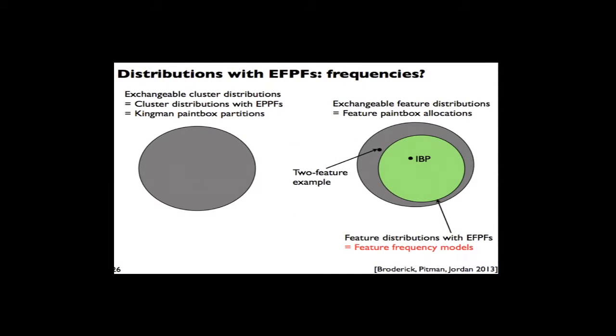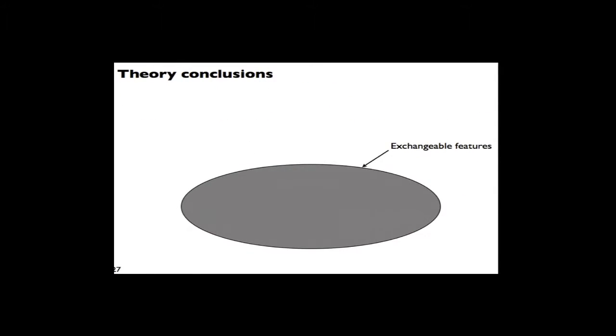And so these are the same. So what is the take-home message of this part of the talk? Well, if I have an exchangeable feature allocation, the whole point going in was to characterize the class of all distributions over these exchangeable feature allocations. And in fact, we found such a characterization in the feature paintbox. And then it seemed like the EPPF, the exchangeable partition probability function from clustering, was coming up short.